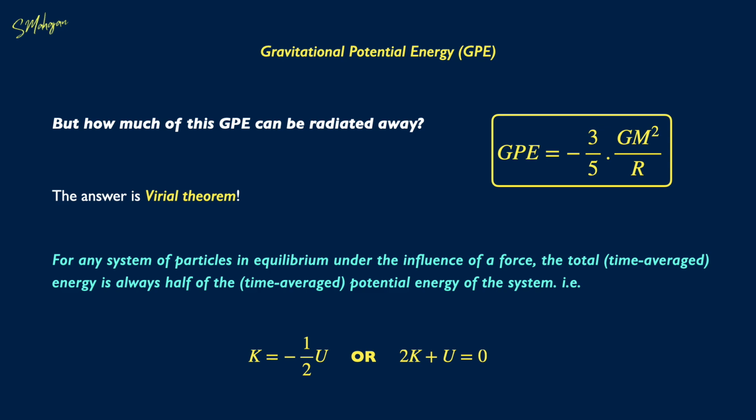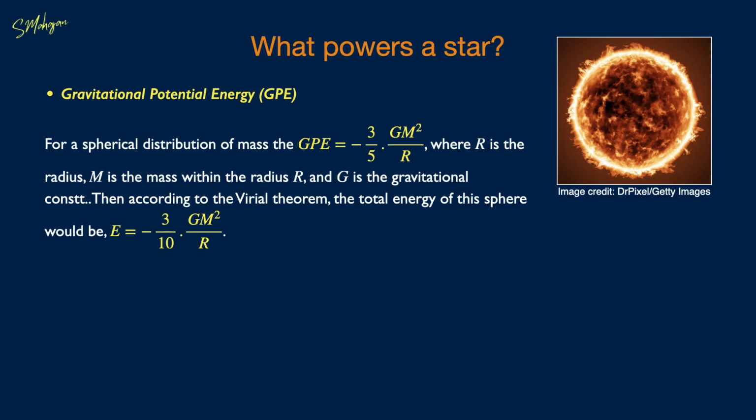when it is compressed. So now that we know for a spherical distribution of mass, the gravitational potential energy is given by minus 3 by 5 GM squared by R, which means that the total energy will be half of that value for a system in equilibrium. In other words, the total energy will be minus 3 by 10 GM squared by R.